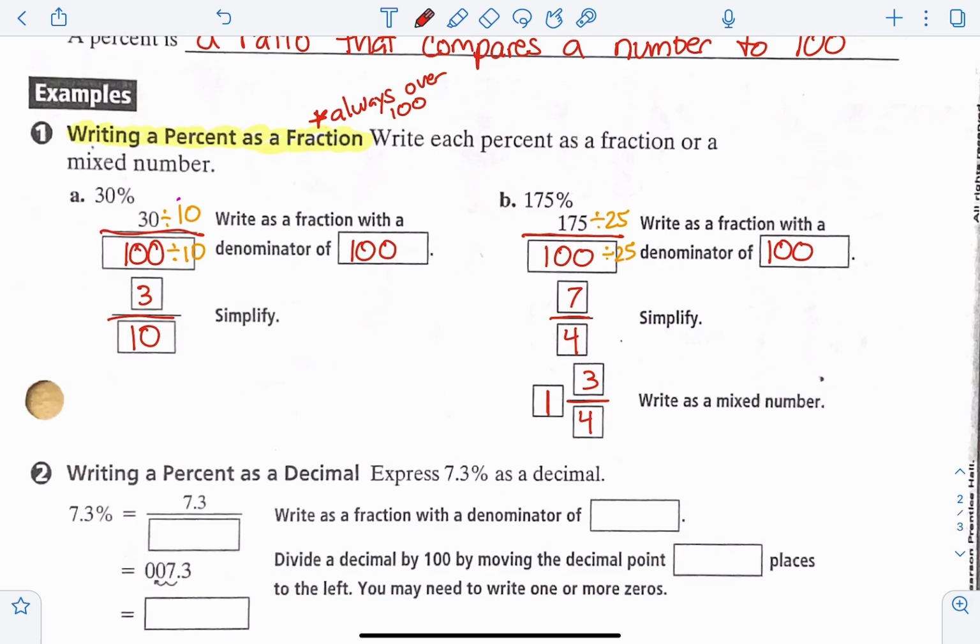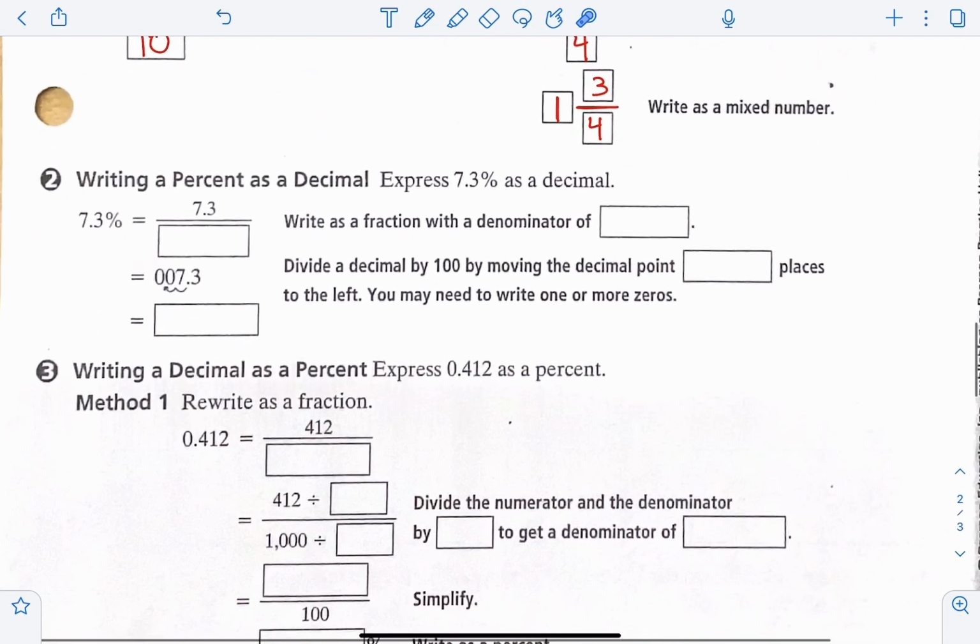So again, for writing a percent as a fraction, you always just put the given percent over 100 and then simplify. Given percent over 100, simplify. If you need to write it as a mixed number, do so. Okay, so that's going from a percent to a fraction.